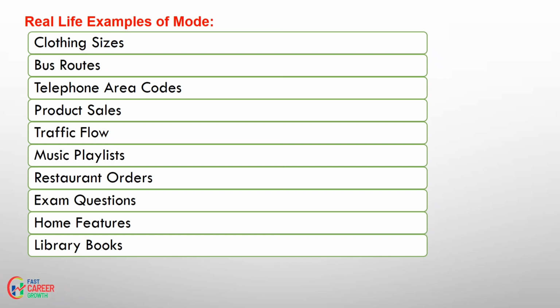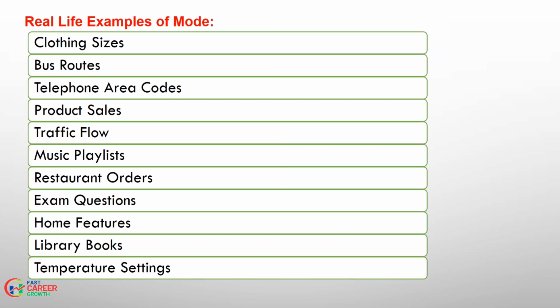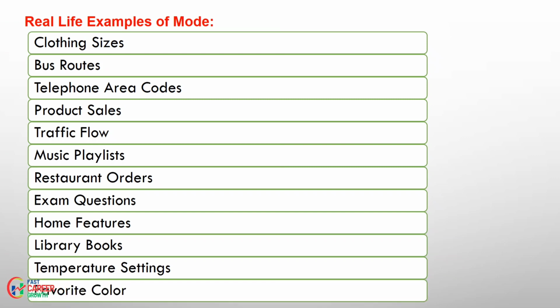Temperature settings: in a household or office, the mode thermostat setting for heating or cooling may represent the preferred comfort level. Favorite color: in surveys, the mode color chosen by respondents can indicate the most popular color among a group of people. These examples highlight how the mode is used to identify the most common or preferred choices or values in various contexts.